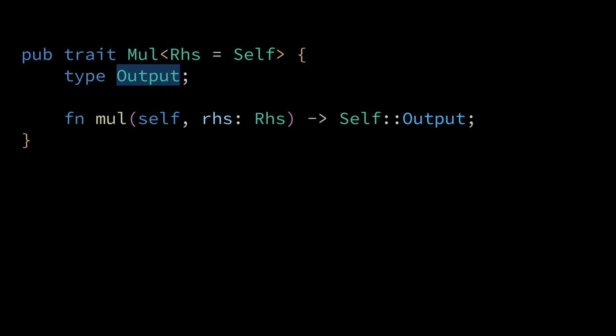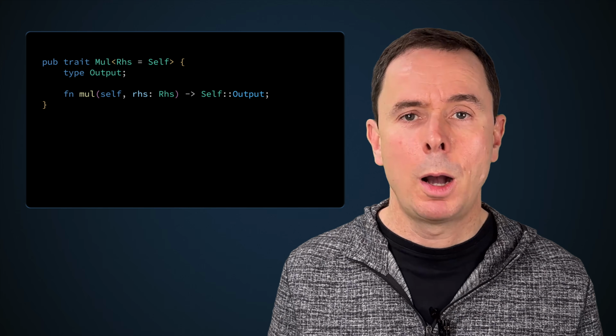We have an associated type called Output, and you guessed it, that's the type of the output from the multiplication. So the mul method returns Self::Output. This works just like the Item type for iterators. And the question I always get is, why does the trait system need generic parameters and associated types? Like, why doesn't the Iterator trait just use a generic type parameter for Item instead of an associated type?